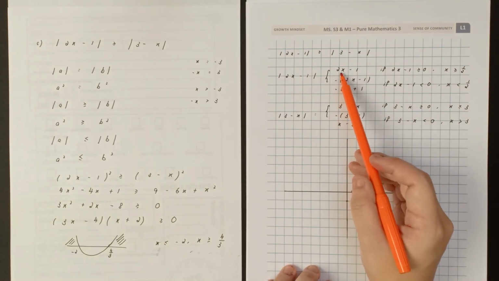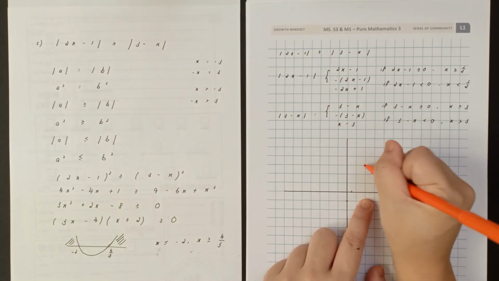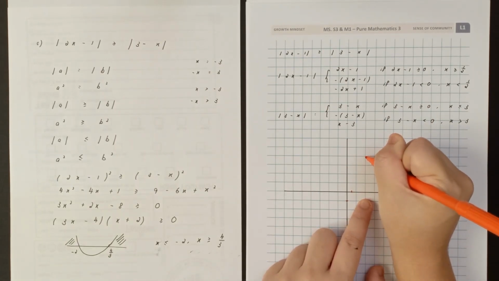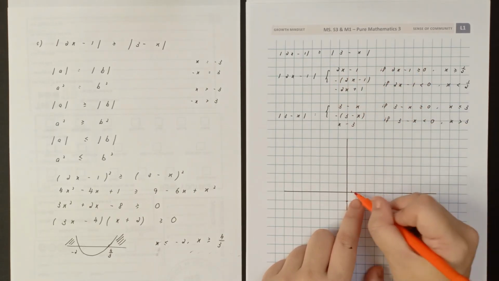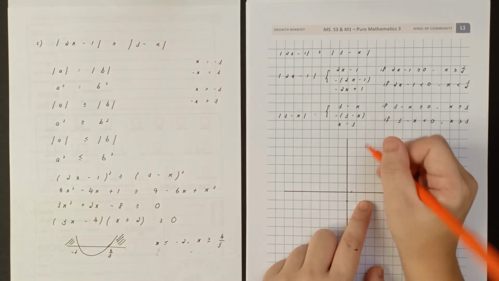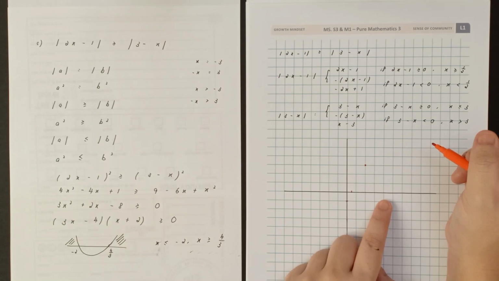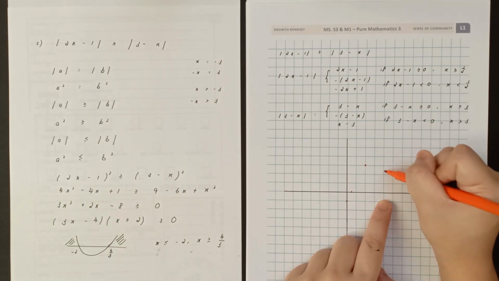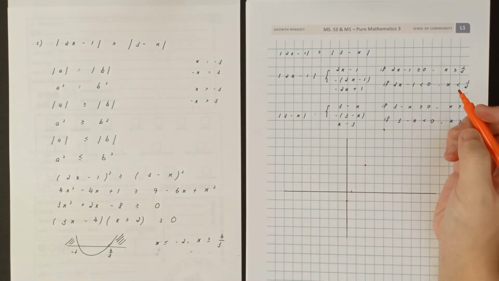Let's say if I substitute 2, then I should be getting a 3. If I substitute 4, then I will be able to get a 7. 1, 2, 3, 4, 5, 6, 7. So it's somewhere here. Okay, so I'm going to draw the line.